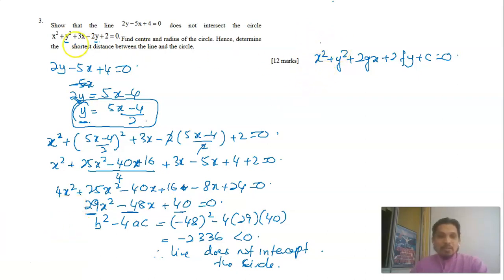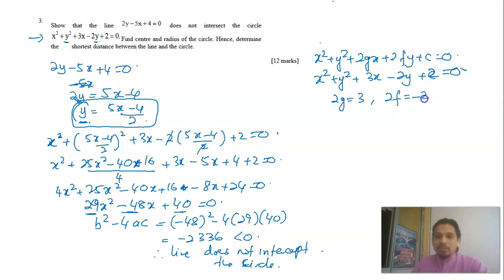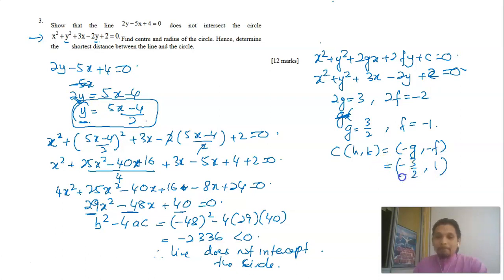So this is the equation now: x squared plus y squared plus 3x minus 2y plus 2 equal to 0. Okay, so 2g equal to 3 and 2f equal to negative 2. So then g equal to 3 over 2 and f equal to negative 1. So the center (h, k) equal to (negative g, negative f), which is negative 3 over 2 and 1.